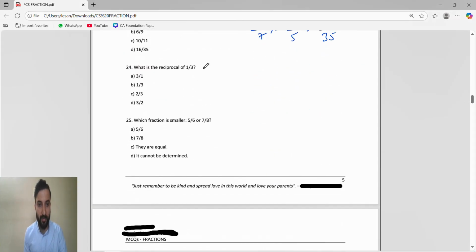What is the reciprocal of 1 by 3? 3 by 1, 3 by 1. Okay, you can write 3 by 1 or 3, both are the same.